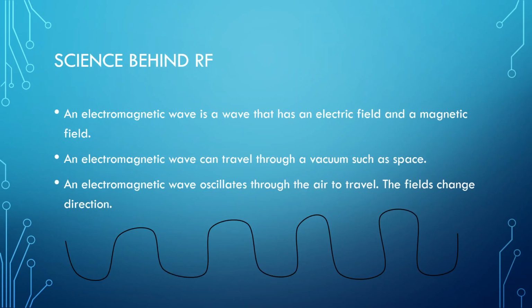An electromagnetic wave is a wave that has an electric field and a magnetic field, hence the name electromagnetic. One of the key characteristics of an electromagnetic wave is that it can travel through a vacuum such as space. An electromagnetic wave travels through the air by oscillating, which means that the fields change direction. The electric field will go up, down, up, down, up, down. The magnetic field will go left, right, left, right, left, right. If you search for electromagnetic waves on Google, you can see loads of different diagrams and images showing you how the fields change direction as the wave travels.